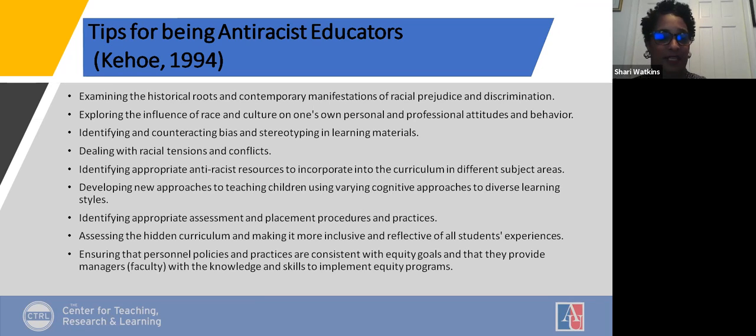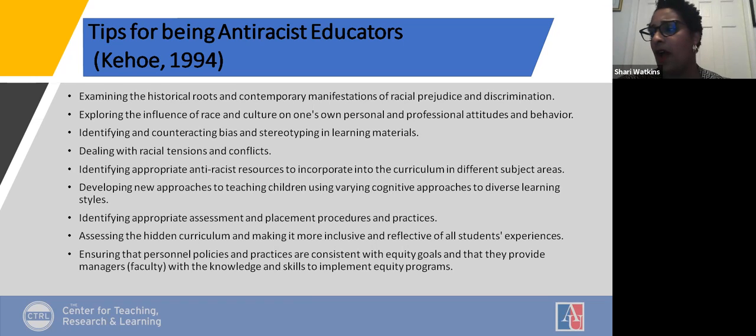And the final tip, ensuring that personnel practices and policies are consistent with equity goals, and that they provide faculty with the knowledge and skills to implement equity programs. And so really what this requires of us, again, is to think about what are our inclusive anti-racist policies, and how do they guide our classrooms, our departments, or our colleges, and making sure that the faculty or staff are equipped with the knowledge and skills to appropriately carry out the policies that we have in place.